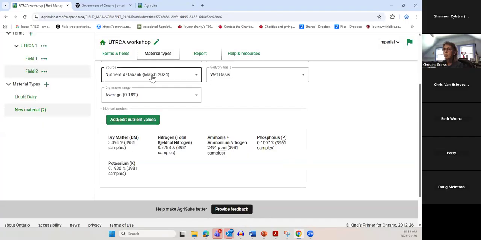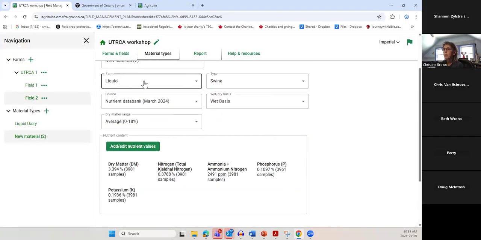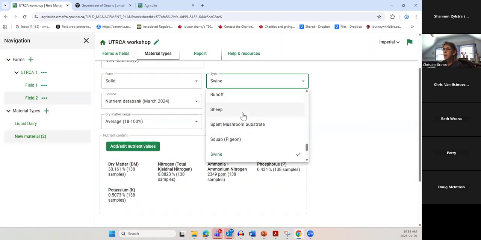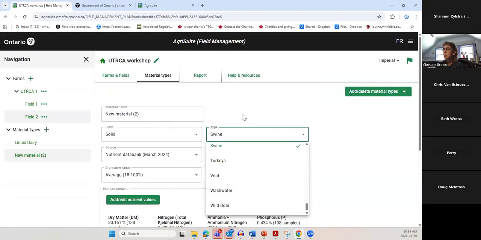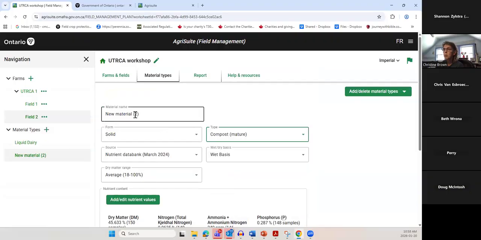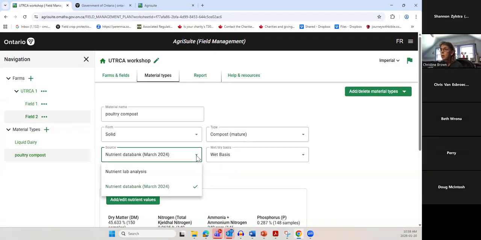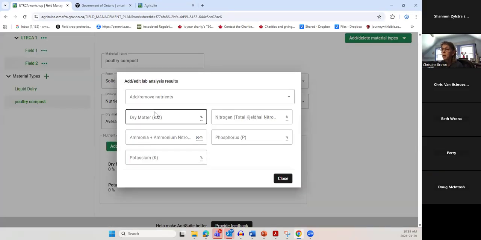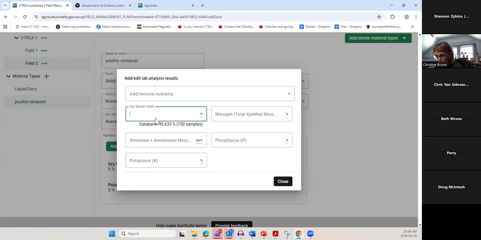We're also going to add a poultry manure. In this case, it's solid and it's a compost. It's mature compost. And it's a lab analysis. I'm not going to put as many numbers in, but 69% dry matter.